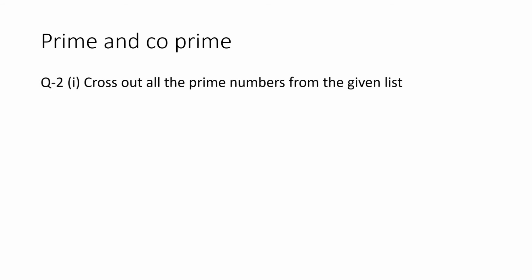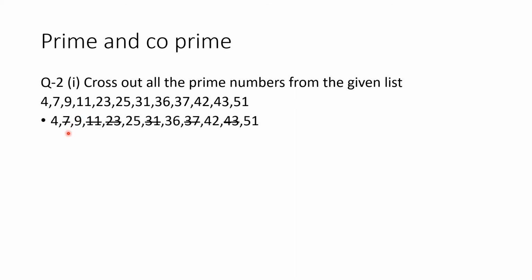Cross out all the prime numbers from the given list. The list is 4, 7, 9, 11, 23, 25, 31, 36, 37, 42, 43, 51. We need to cross out all the prime numbers. And we know prime numbers have only two factors, 1 and the number itself. 4 has more than two factors. It means it is not a prime. 7, yes, 7 is a prime number. 9 is not a prime number. 11 is a prime number. We will cross out 7 and 11.